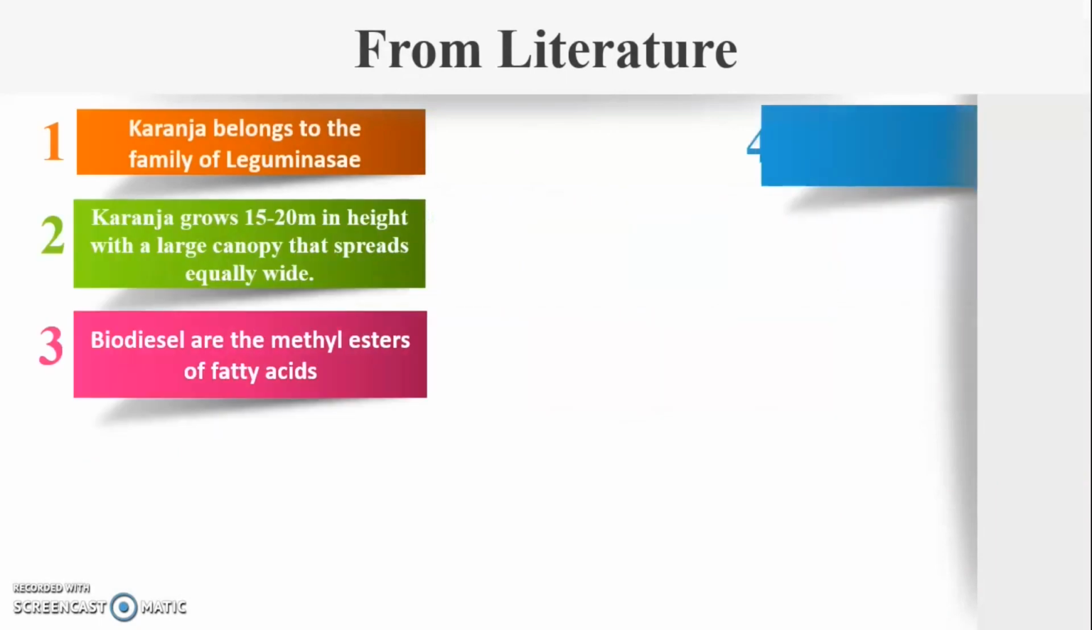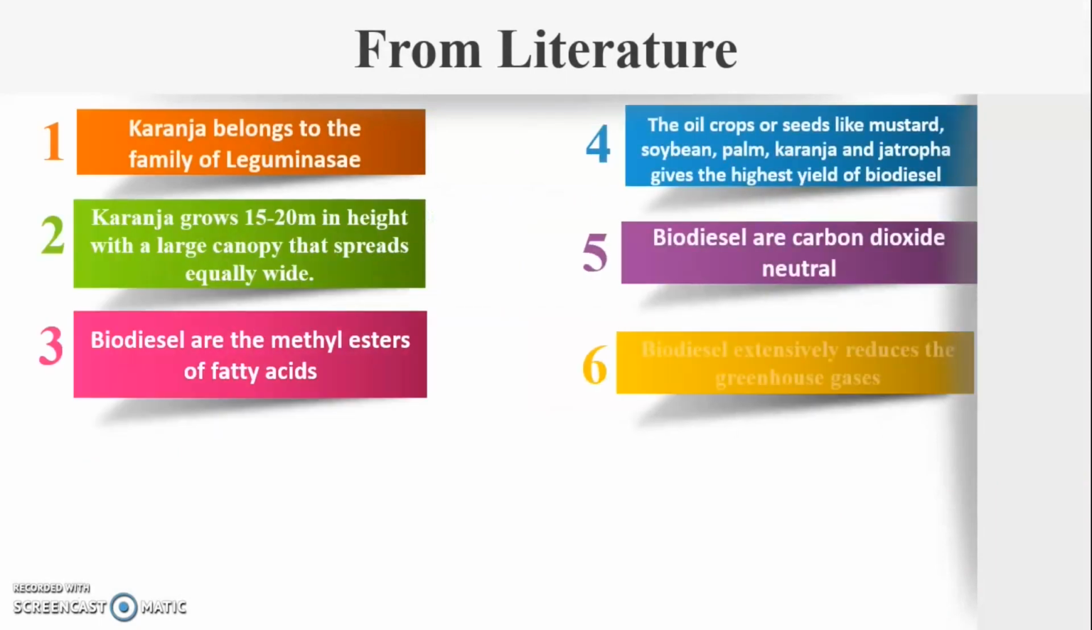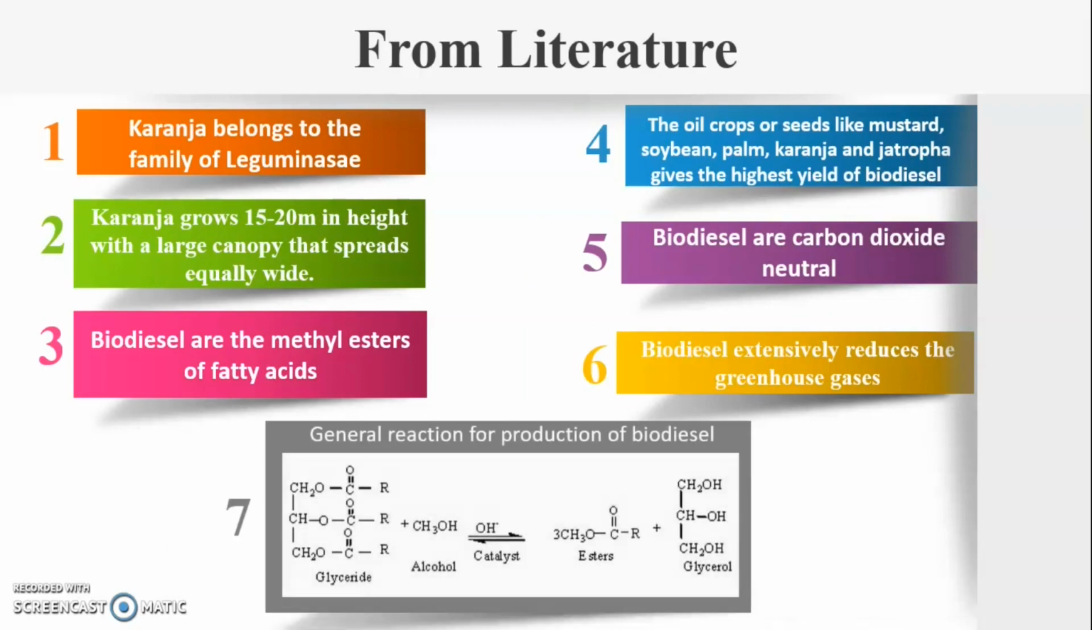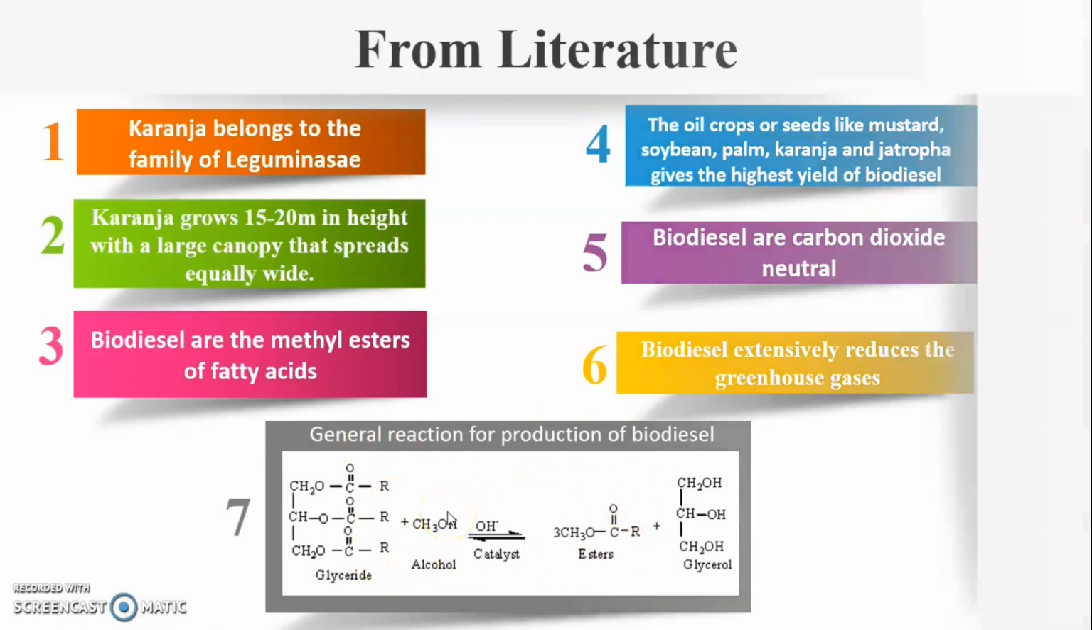From literature we get Karanja belongs to the family of Leguminosae. Karanja grows up to a height of 15 to 20 meters. Biodiesel are the methyl esters of fatty acids. The oil crops or seeds like mustard, soybean, palm, Karanja and Jatropha give the highest yield of biodiesel. Biodiesel are carbon dioxide neutral. Biodiesel extensively reduces the greenhouse gases. And finally, here we have got the formula that we have used for the production of biodiesel.